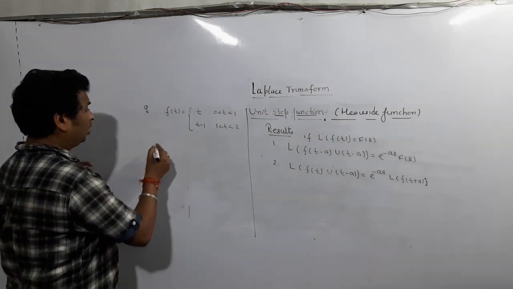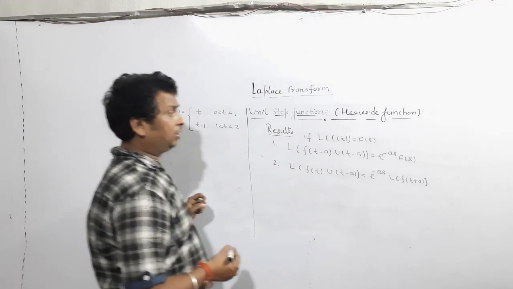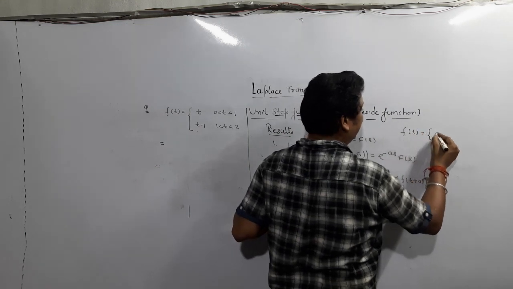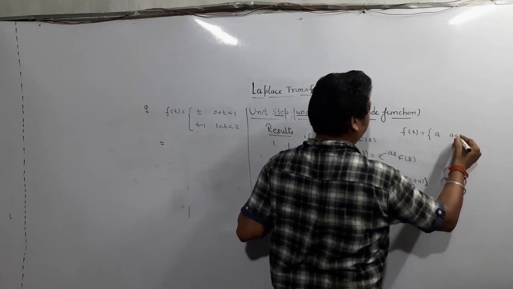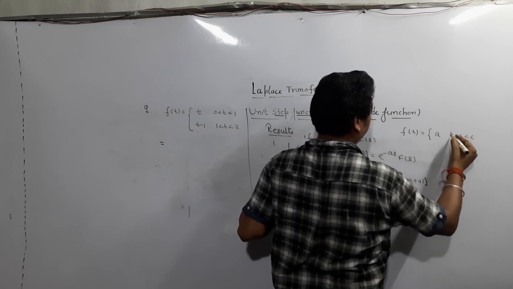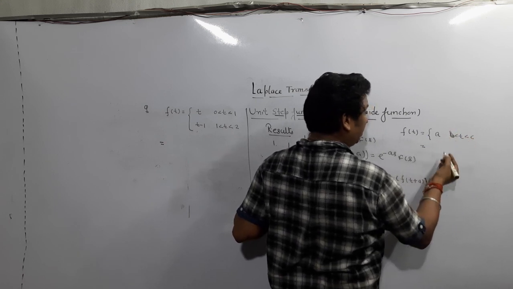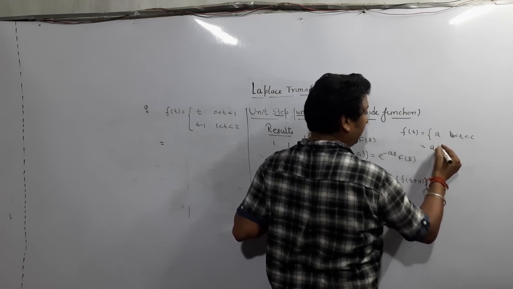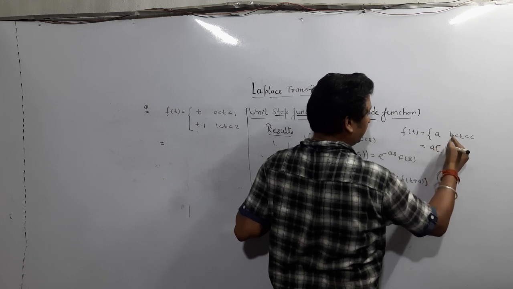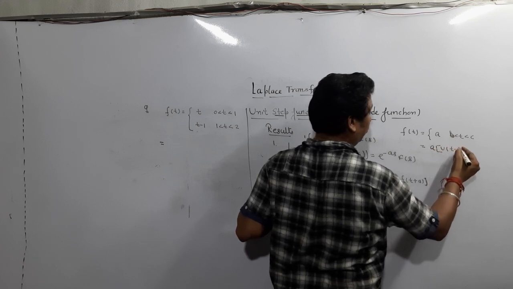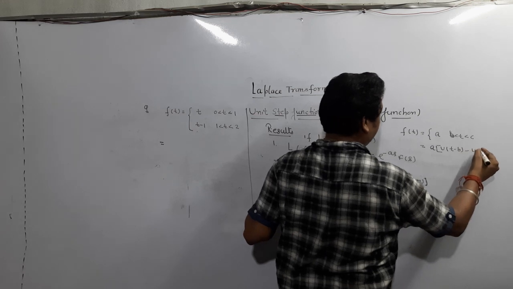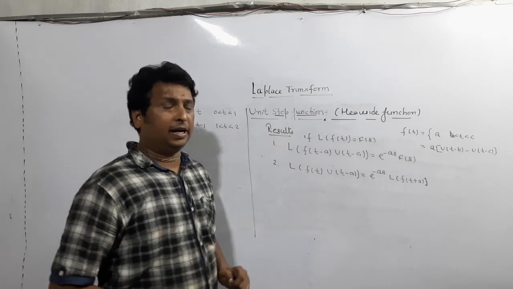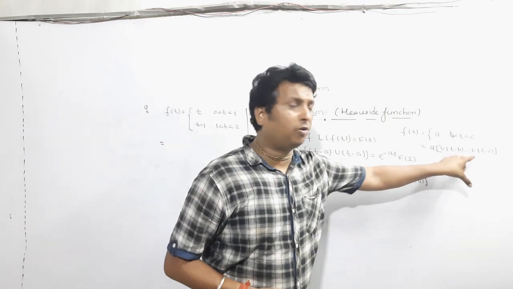So how do we do it? See, I will tell you the formula. If f(t) is defined as A, where t lies between B and C, then in terms of unit step, how do we write it? The value of the function, that is A, multiplied with U at lower minus U at upper. This is the way we write a function in terms of unit step.